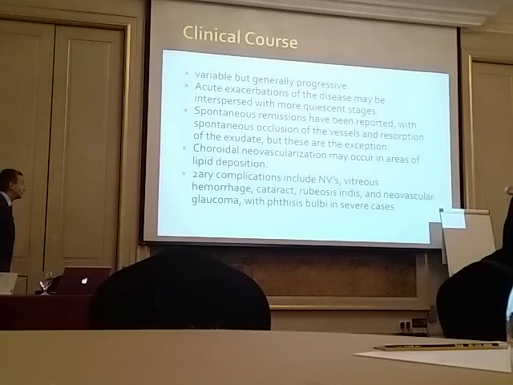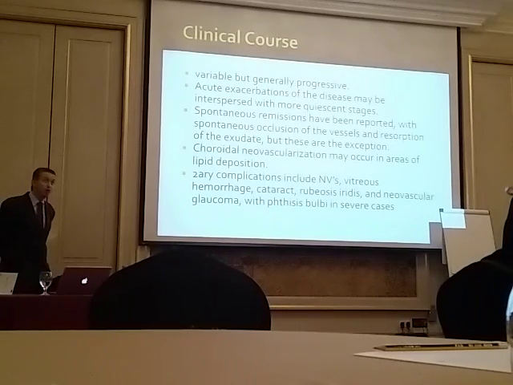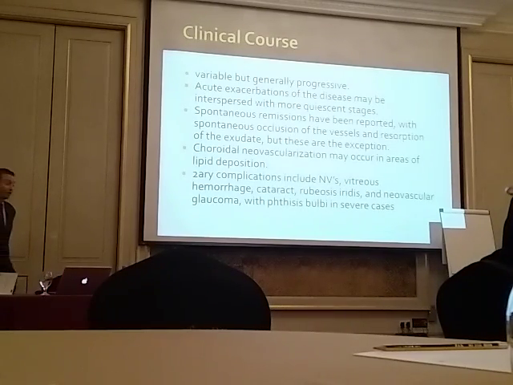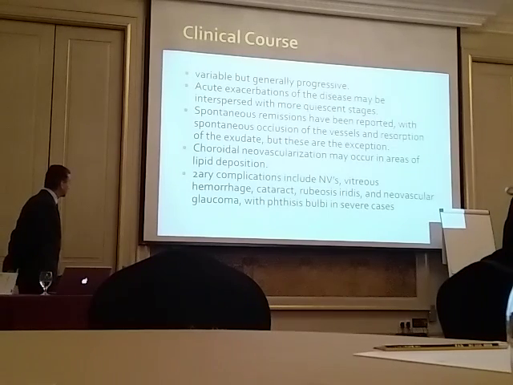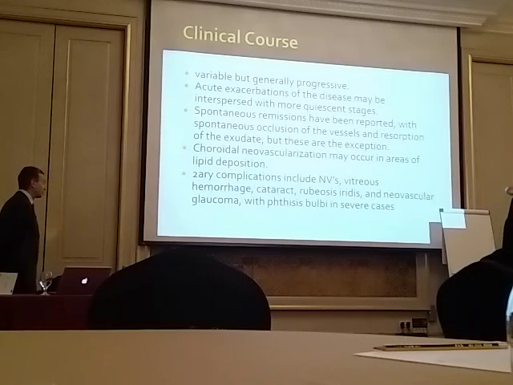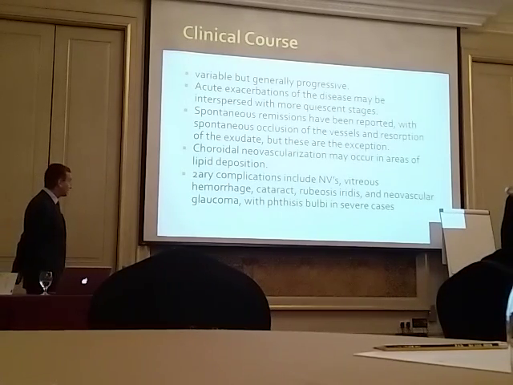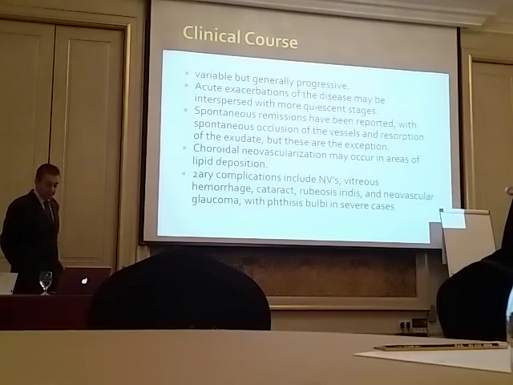You have choroidal NVs, especially in areas of chronic lipid depositions. So you can have subretinal vascular membranes. And of course, you can have retinal neovessels, vitreous hemorrhage, cataract, rubeosis, and in more advanced cases, neovascular glaucoma, phthisis bulbi. They're very severe cases.